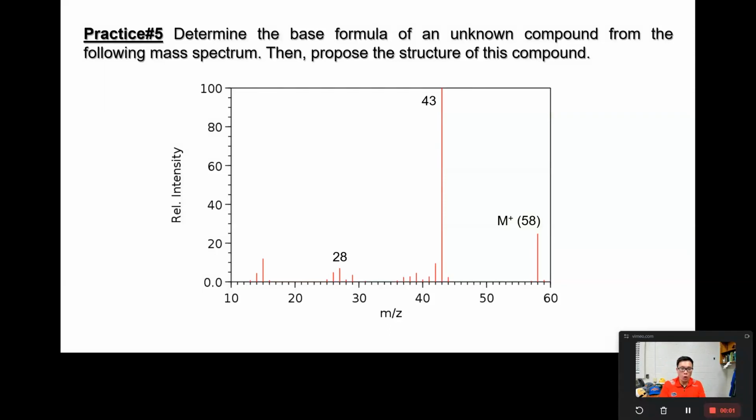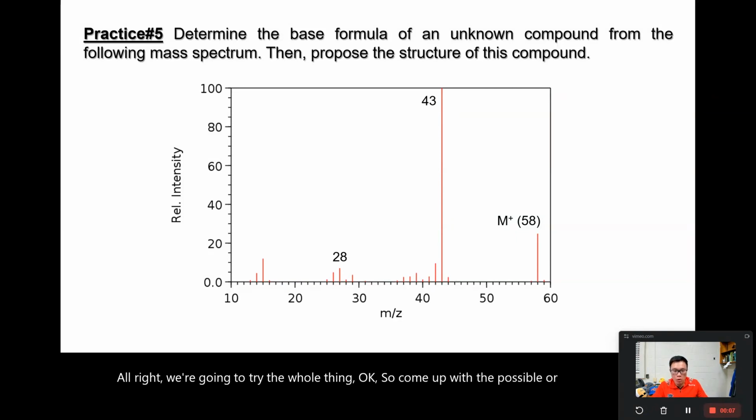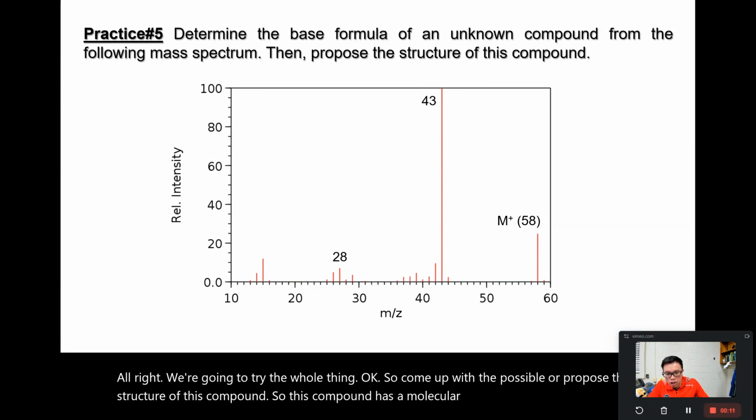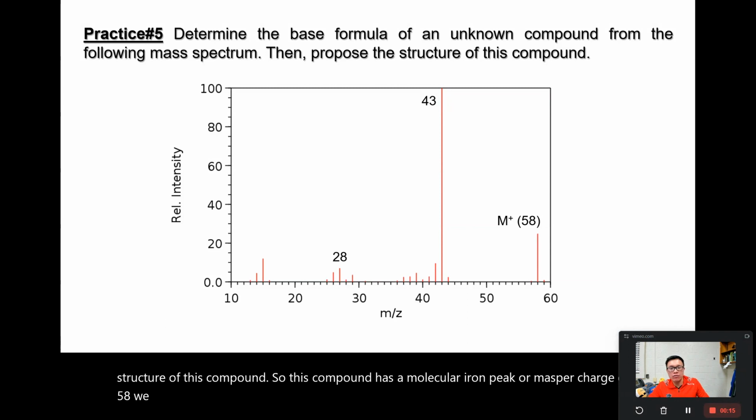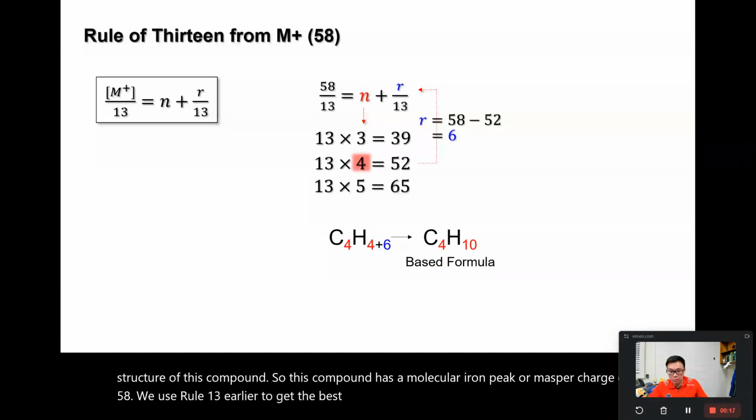All right, we're gonna try the whole thing. Okay, so come up with the possible or propose the structure of this compound. So this compound has a molecular ion peak, a mass per charge of 58. Okay, we used rule 13 earlier to get the best formula of C4H10.